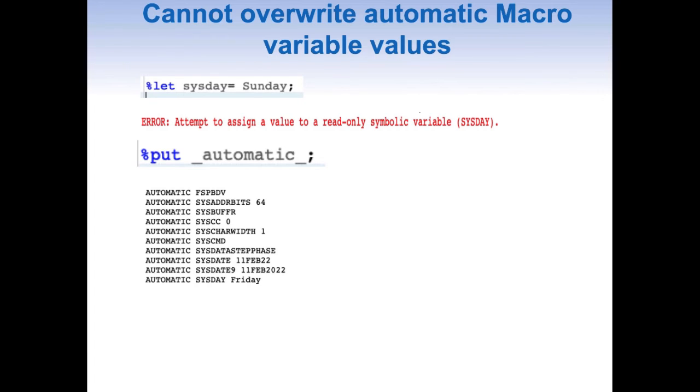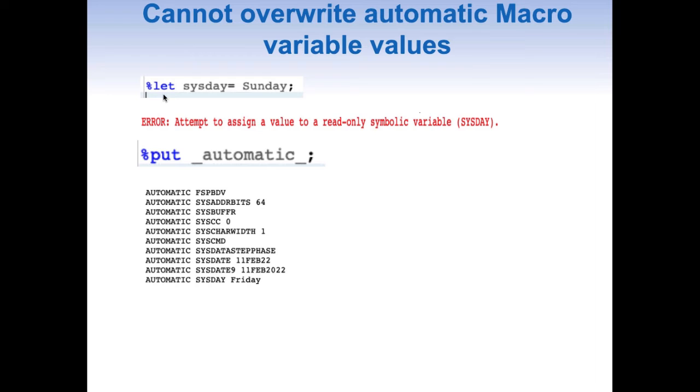To look into what those automatic macro variables are, which are created in the beginning of the session, all we need to do is write %put _automatic_ semicolon, and when we run this, we will find the automatic macro variables. There are many automatic macro variables which are created in a SAS session, but here I have pasted a few of them. If you look in here, sysday is a macro variable which has the value Friday. I ran this %put _automatic_ on a Friday, so my sysday has a value of Friday.